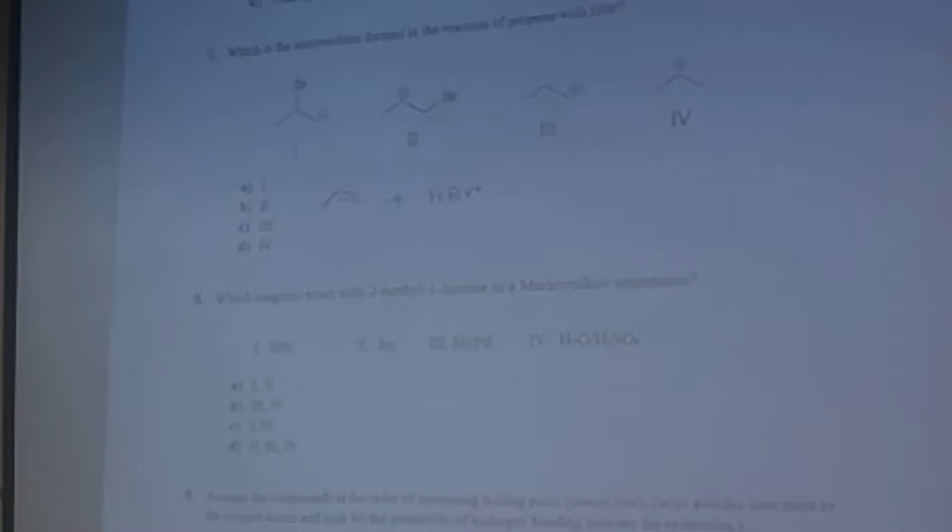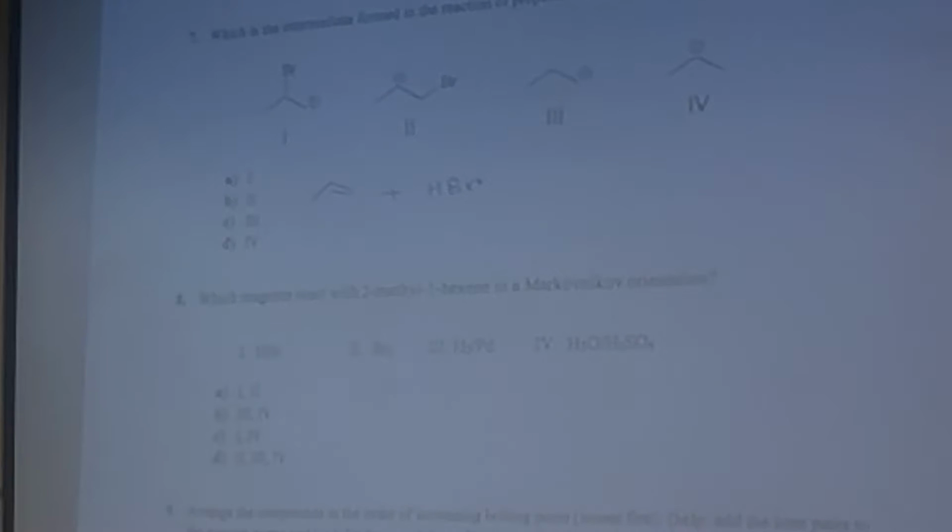HBr. So we are doing a reaction with propene. So what will be the structure of propene? It's like this, right? That will be propene and reaction with the HBr. So what is the first step reaction that can explain the Markovnikov addition?